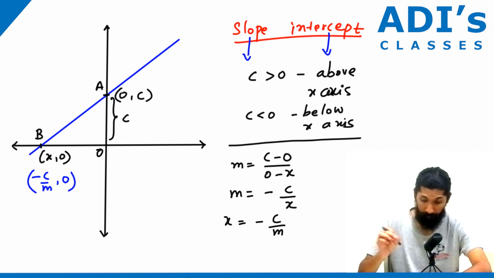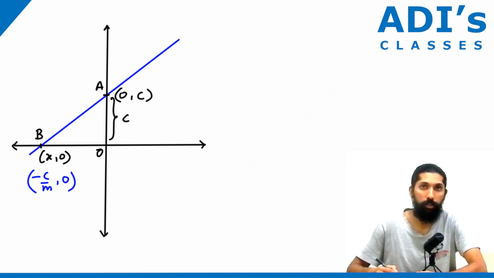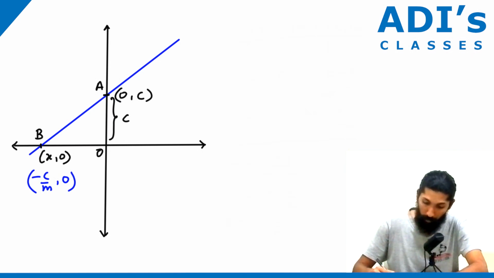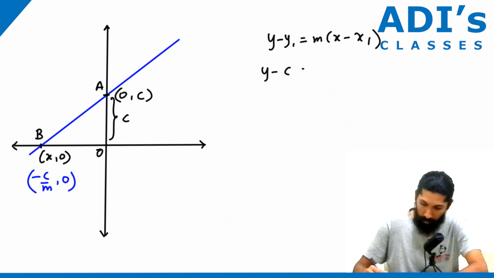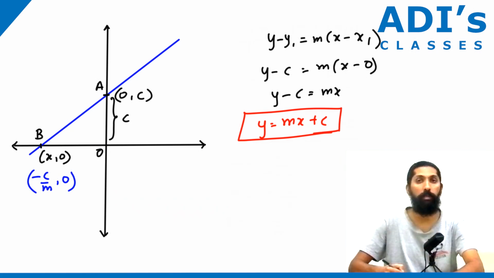Now that we have these two particular values, let's try to calculate what is the equation of this line. For the equation, we'll use the slope point form. Very easy. Now the point is what? 0 comma c, right? So since we have 0 comma c, what's the formula? Y minus y1 is equal to m into x minus x1. Y minus c is equal to m into x minus 0. So y minus c is equal to mx, or what do you get? Y is equal to mx plus c. This becomes the equation of the line.